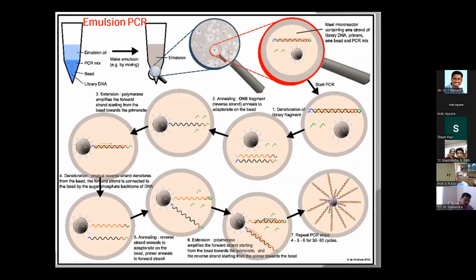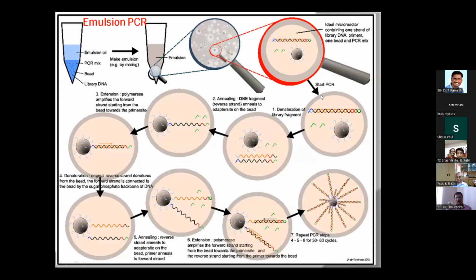When you have this emulsion, you have small micelles which are formed, and each one will be like a microreactor. A typical bead, an ideal one, should have these components. There should be only one strand of the library DNA. There should be primers, and there should be only one bead. Now these beads will contain the small primers which are complementary to the adapters.